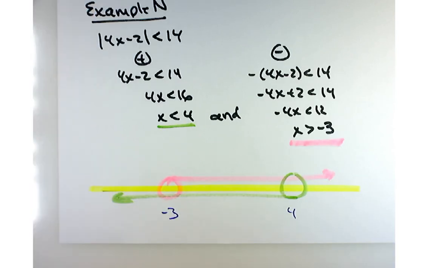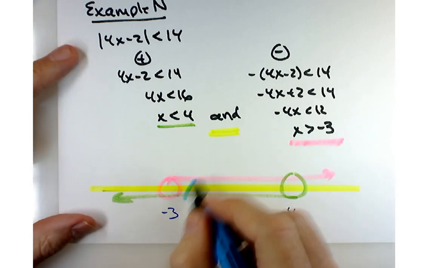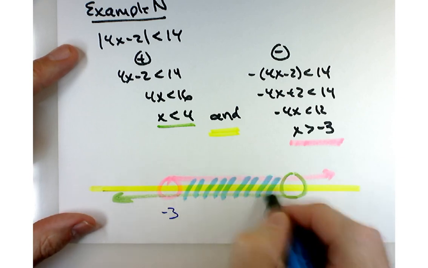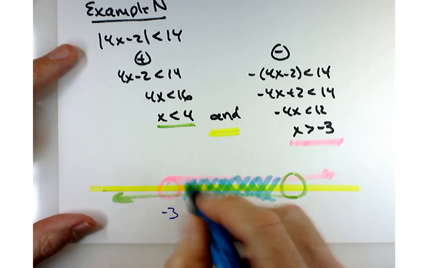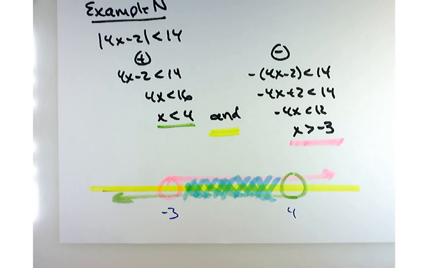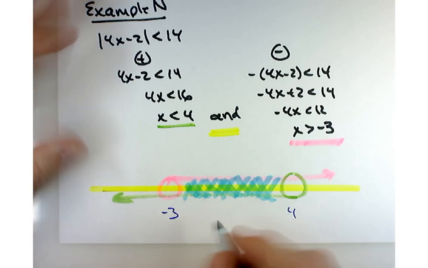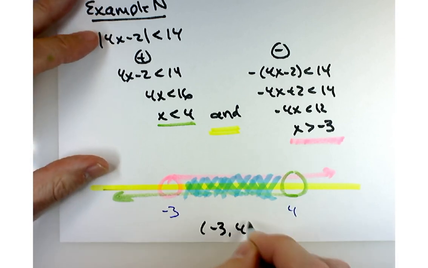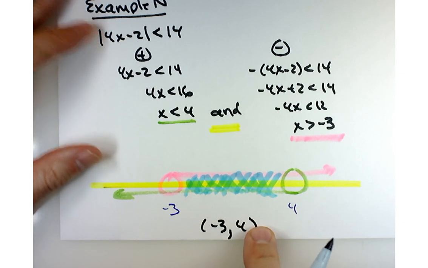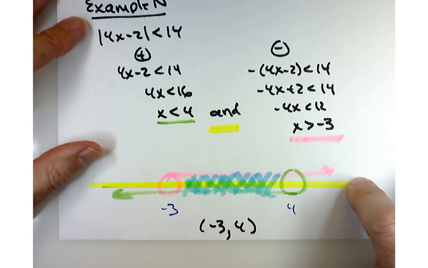But the important thing to keep in mind is we're looking for the intersection. So we're looking for this and this. Where do they overlap? Yeah, from negative 3 to 4. Right in here is where they overlap. So your final answer in this case would be negative 3 to 4. That would be your answer. In interval notation, here's the inequality, here's the graph.